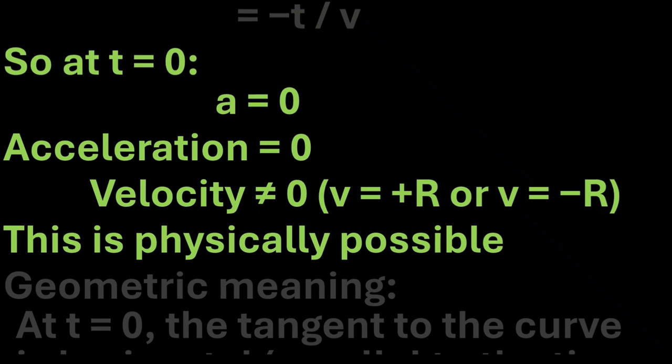At t is equal to 0, from differentiation, acceleration is minus t by v. So acceleration is minus 0 by v, which is 0. Now acceleration is 0 implies velocity is 0. Does it? Not necessarily. Velocity is actually a value at positive r and minus r. So this actually is physically possible. There is no problem with this observation here.